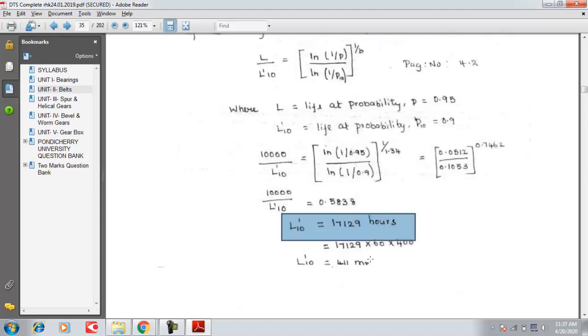After finding that value, that is L dash 10 equal to 411 million revolutions, we got it. How we got it means simply substituting L in hours, that is 10,000 hours, and we will get the value of L dash 10 in hours only. After calculating it in hours, even here they have used 1.34 from page number 4.3. In that page, 4.2, they have assumed the condition of medium life, that is 5 L10.